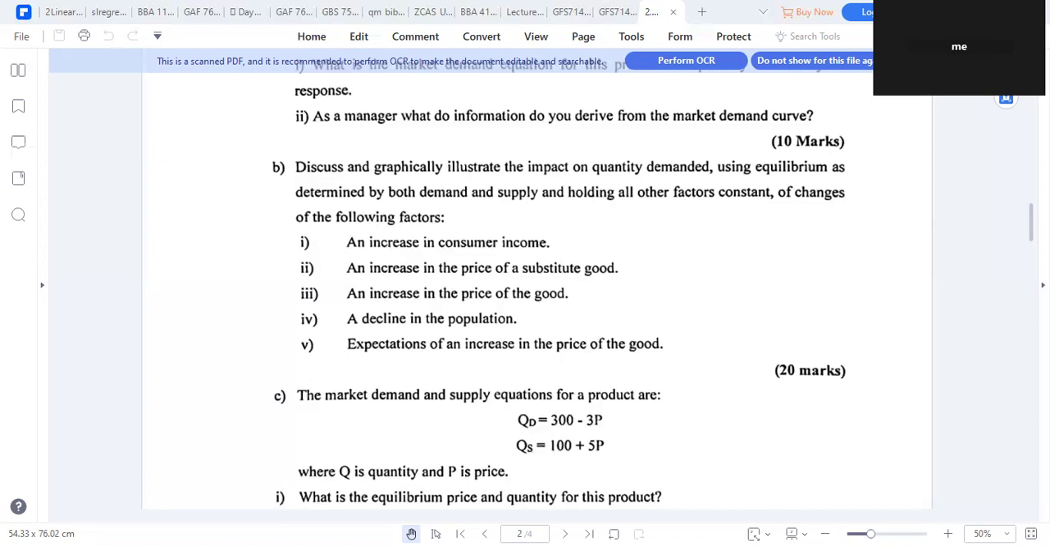Then when we go to cross price elasticity. So if you have a negative, it means these are complements. If you have a positive, it means that they're substitute goods. Just giving you clues so that you understand.